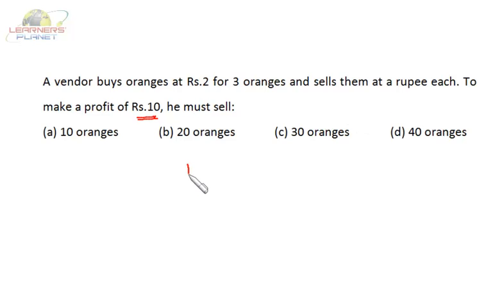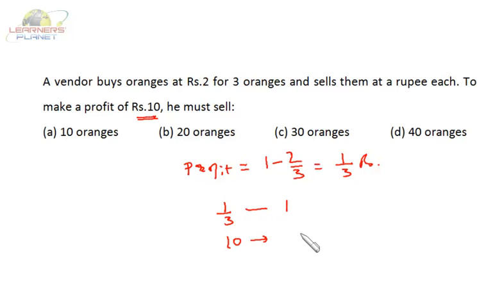That is 1. So profit is 1 minus 2 by 3, that is 1 by 3 rupees. So if he sells 1 orange, he is getting 1 by 3 rupees as a profit. So for 1 by 3 rupees profit, he should sell 1 orange. So for 10 rupees profit, he should sell 30 oranges. Okay, I hope you are clear.